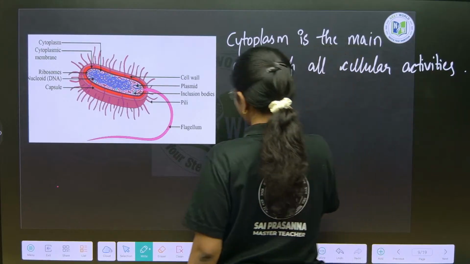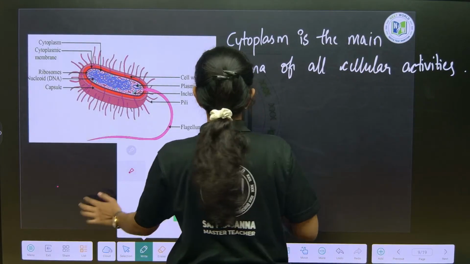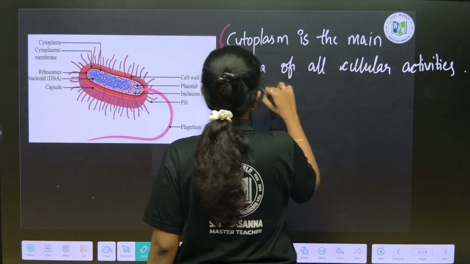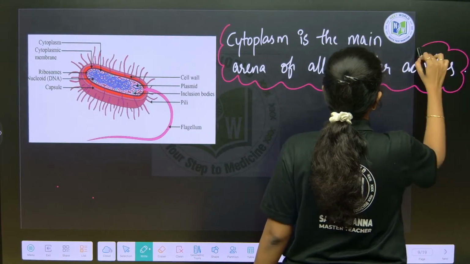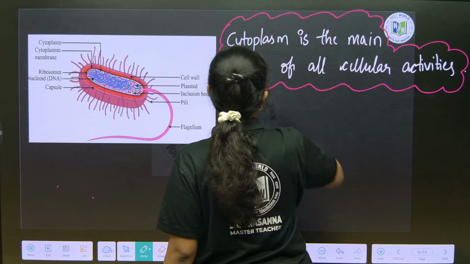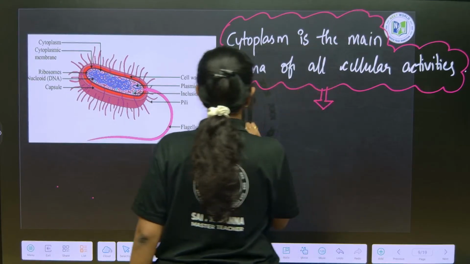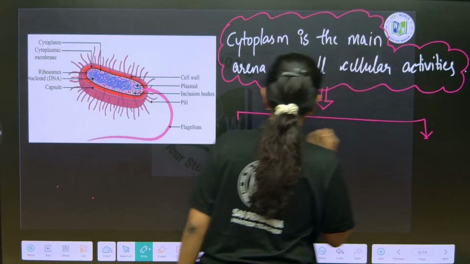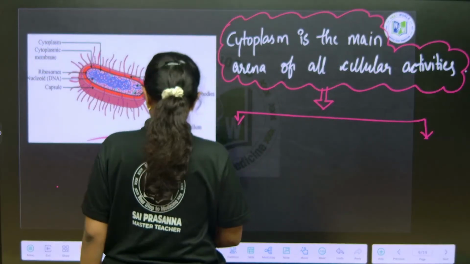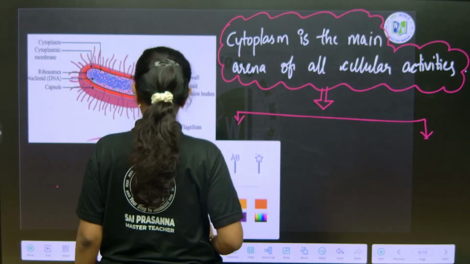Fine, right? So, cytoplasm is the main arena of all cellular activities. This is clear, right? Now, what does cytoplasm consist of? First is genetic material.